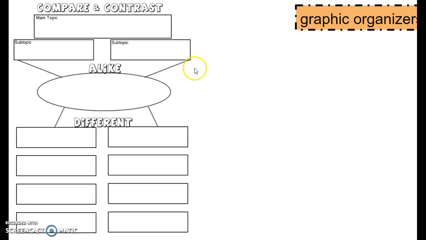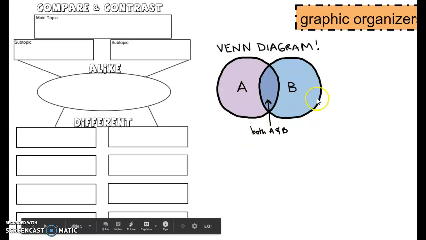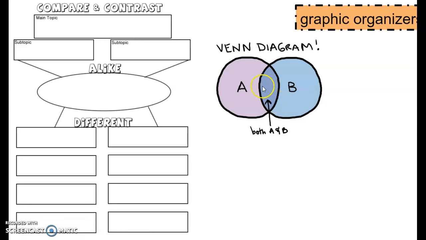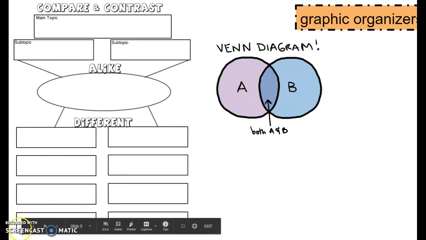So the first type of graphic organizer here is just a little chart where you put your topic, the 2 things that you're comparing, how they're alike, and then how they're different. The most common form we probably use is a Venn diagram. The only thing I really don't like about the Venn diagram sometimes is if you have a lot of similarities, it's kind of hard to fit them all inside this little skinny box.